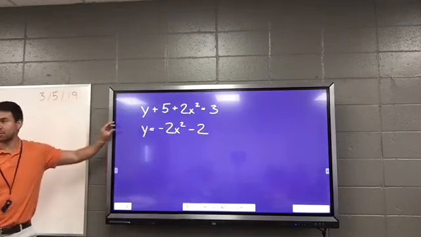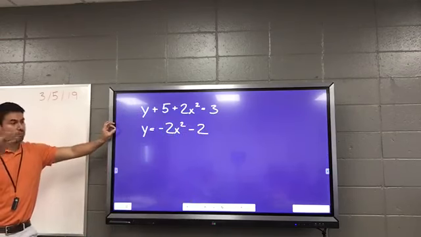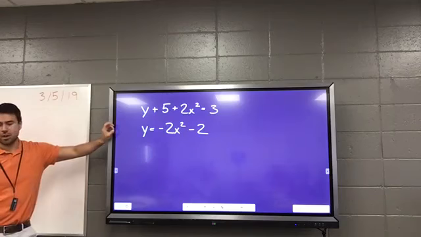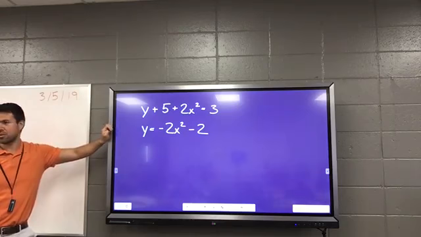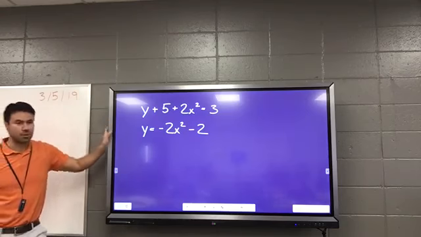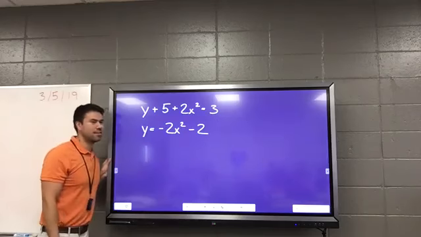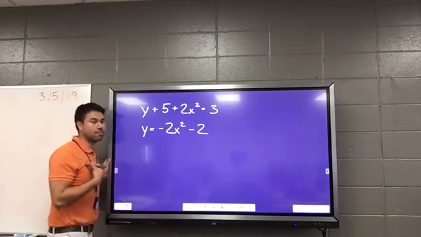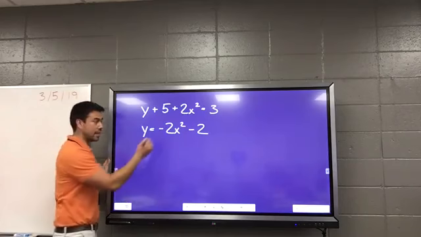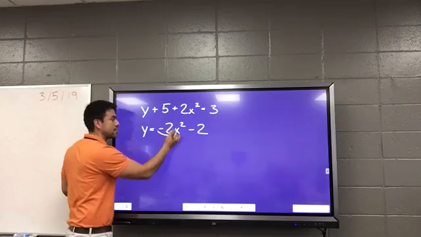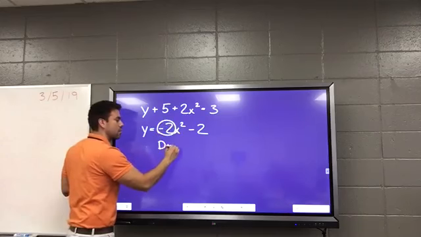Did you guys end up with that in standard form? Because from there, now you can tell whether it opens upward or downward. Laura, which one, downward or upward? Downward. How do I know it's downward, Molly? Because it's negative. Negative what? A. Yes, the a value right here is negative, so that tells me it opens downward.